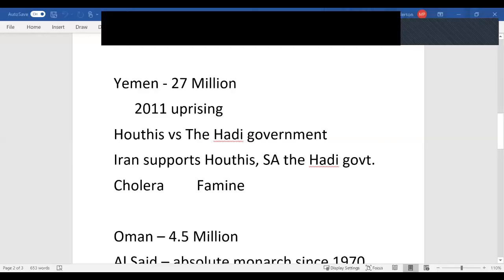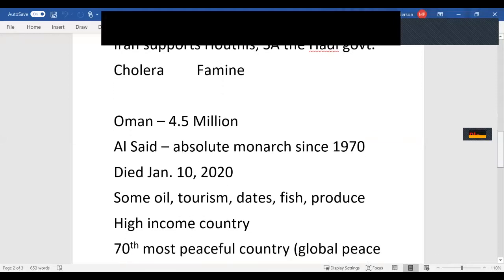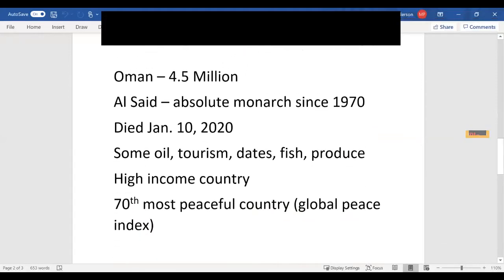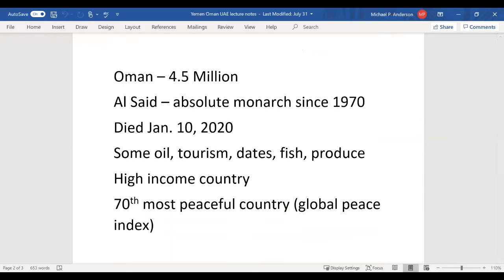Now, where Yemen is a mess, lots of war going on, in Oman, it's peaceful. In fact, you can see down the notes there, it's the 70th most peaceful country as determined by the Global Peace Index, which looks at all kinds of crime and different kinds of stuff. Oman is doing very well.